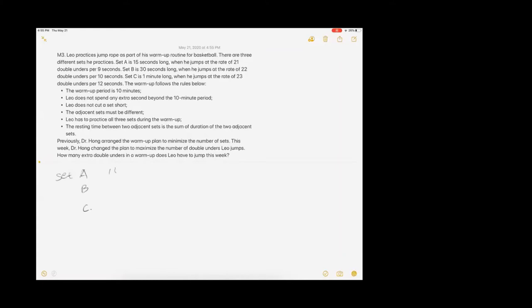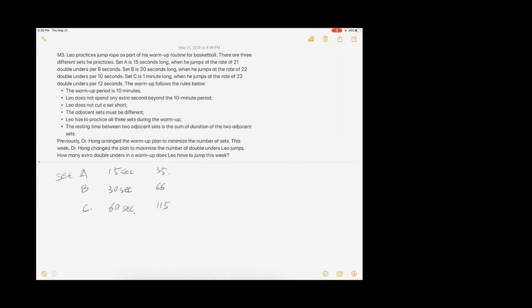Set A is 15 seconds, and you can use the ratio, 21 double unders per 9 seconds. So in total, out of 15 seconds, Leo is jumping 35 times. Then B is 30 seconds, with a ratio of 22 double unders per 10 seconds, so you need to jump 66 times. And C is 1 minute, so 60 seconds, and 23 double unders per 12 seconds, so he's jumping 115 times.